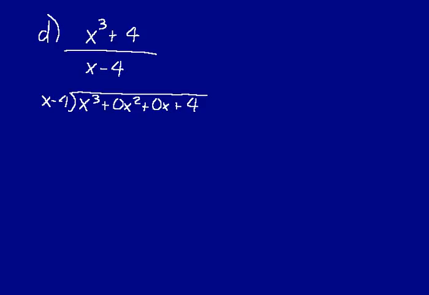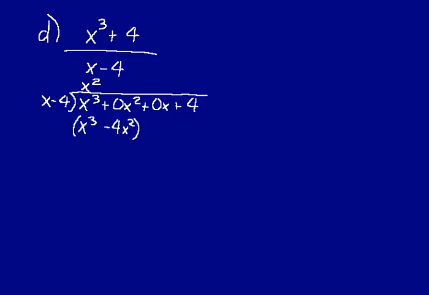So we have x minus 4 over to the left, and this time I'm not going to rewrite a pair of factors over to the side. Let's just do that in our head. Think of x minus 4. What could we multiply that by to get rid of the x cubed? And that would just be x squared, right? So we'll have x squared there, and multiply that by x would be x cubed. Multiply it by the negative 4, and that's negative 4x squared.